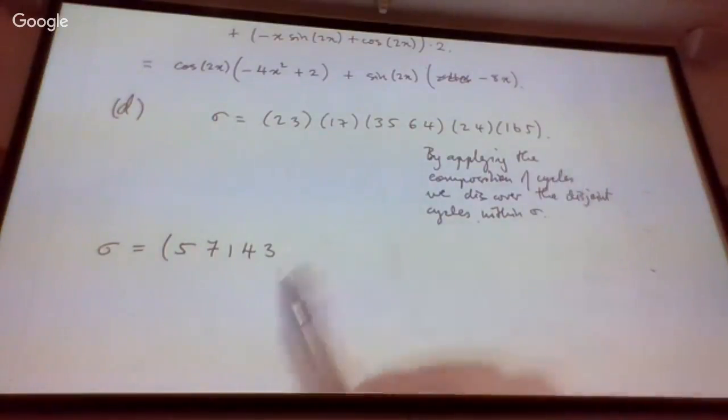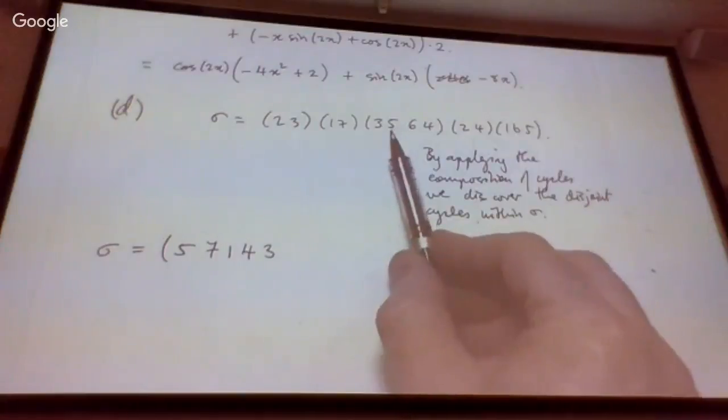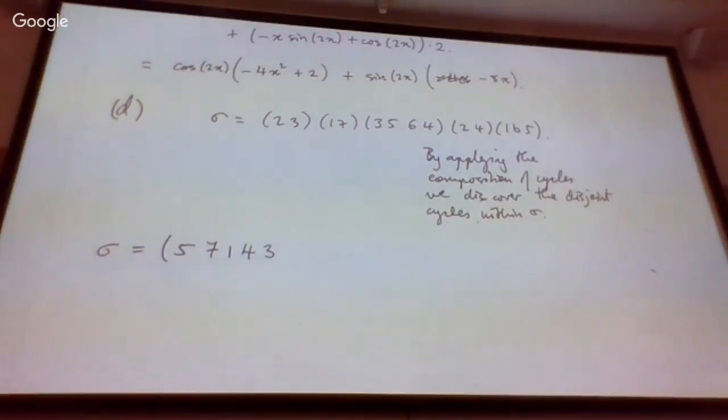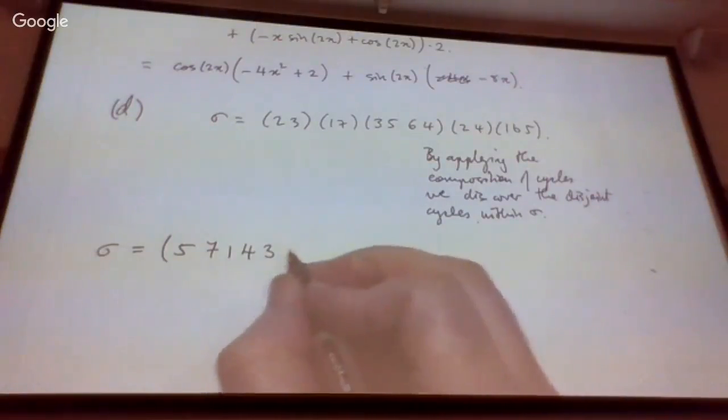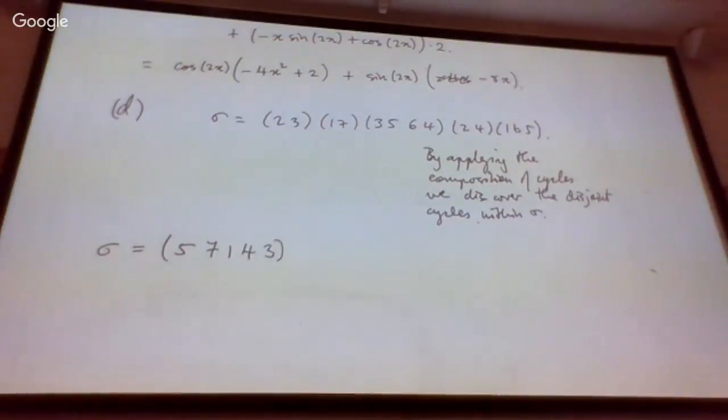Then what happens to 3? 3 is left fixed, it's left fixed. 3 gets sent to 5, and 5 is left fixed. So 3 gets sent to 5, and I might initially go to write down 5 here, but then I notice 5 is the beginning element of the cycle. So that marks the closure of that cycle.